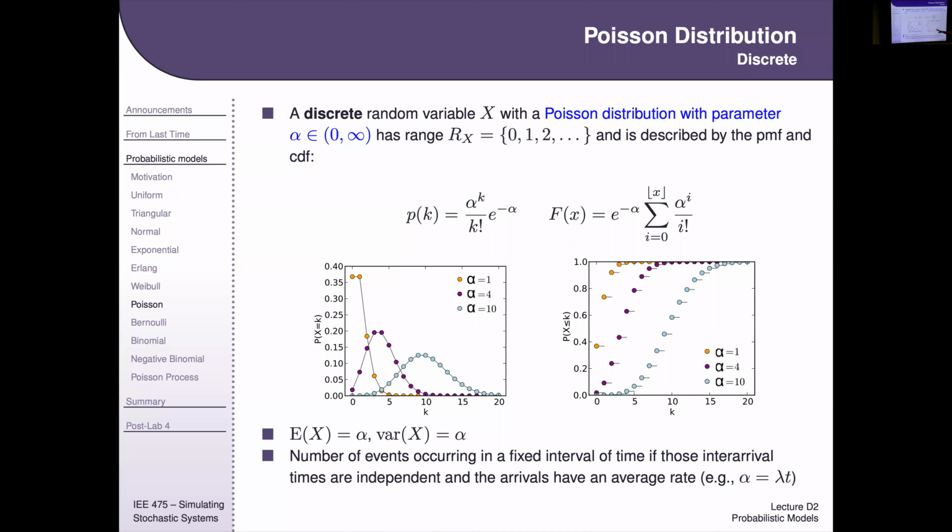All right, questions there about the distinction between the discrete Poisson and the continuous exponential? Okay, questions online?